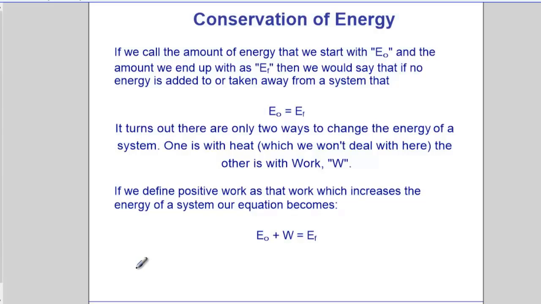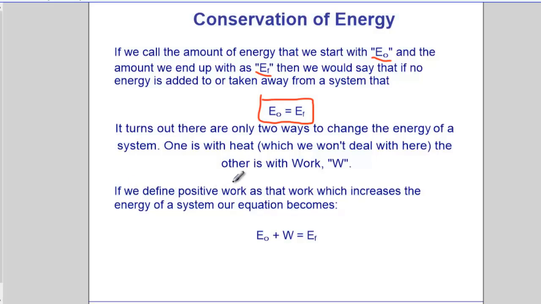Previously, in the previous slide, we defined conservation of energy. If we call the amount of energy that we start off with E prime or E naught, the initial form, and what we end up with E sub F, the final energy, again we say that what we start off with, the initial energy, is equivalent to the final energy. It turns out that there are only two ways to change energy in a physical system. One is heat and the other one is work.